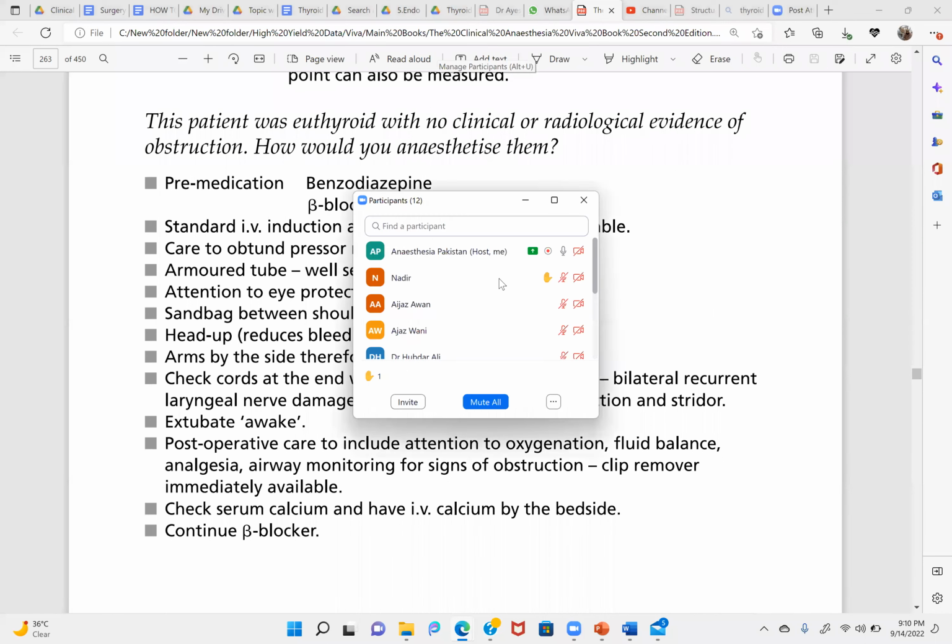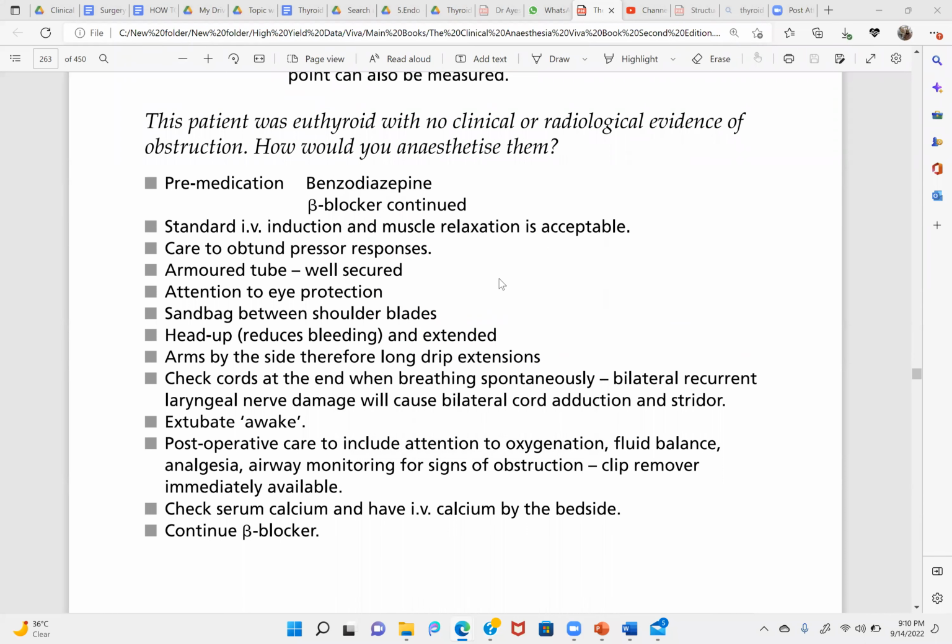Yes, Nadir. Maybe we will evaluate for any drug anaphylactic reaction. Yes, there may be angioedema because of anaphylaxis. Okay. So Sumera, anything you want to add?